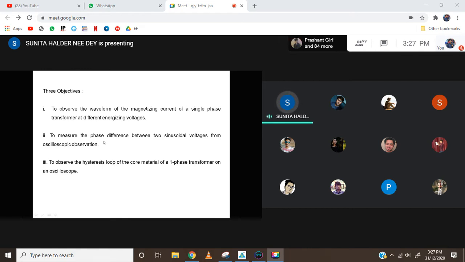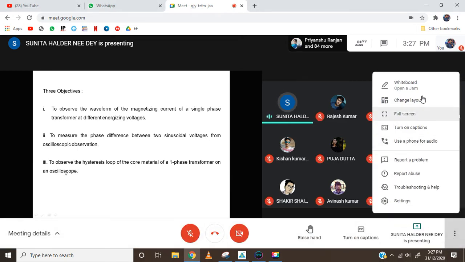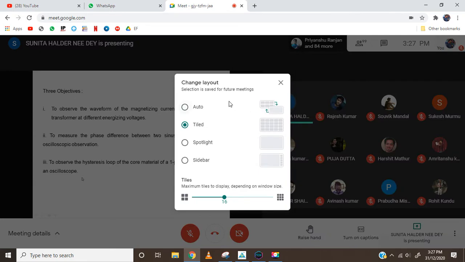We can calculate all this. Third is to observe the hysteresis loop of the core material of a single phase transformer on an oscilloscope. These three are the objectives.